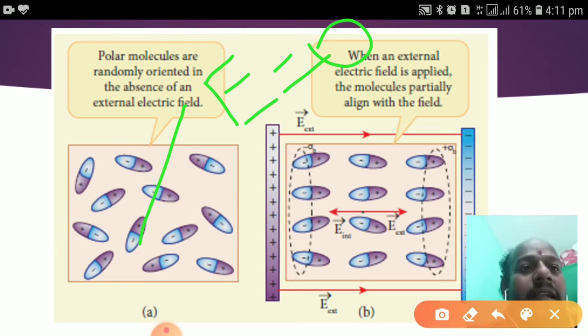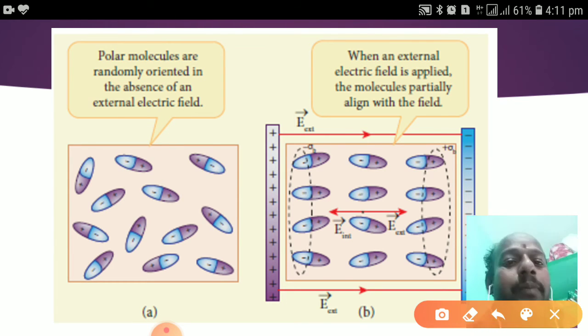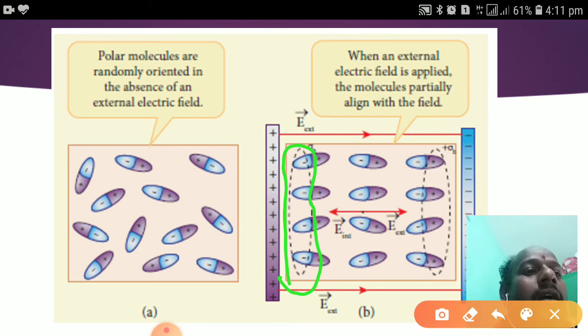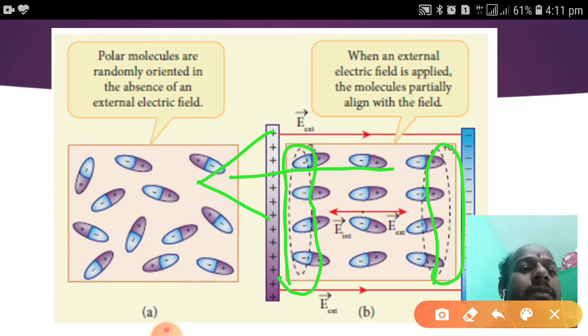When I place it in an electric field, what happened? All the negative charges will be aligned here, and all the positive charges will be aligned there. So it creates some electric field in the direction opposite to the external field. Likewise, what happened for the conductor? In the conductor, the external electric field and the induced electric field are equal in magnitude and opposite in direction. Here, they are opposite in direction, but not equal.